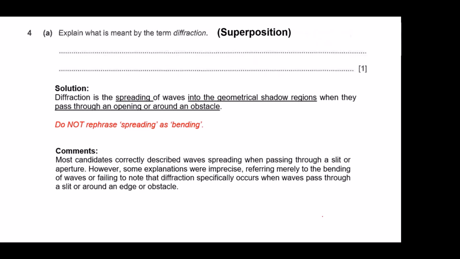Okay, comments on this. Many candidates can describe the wave spreading and passing through a slit, aperture, a gap, or obstacle. Of course, some of them refer to bending of the wave, or they did not realize that the wave passed through a single slit, edge, obstacle, gap. Okay, so other comments on this. Of course, the other things that you must know, for example, how to get observable diffraction, right? When the wavelength of the wave is about the same order of magnitude as the dimension of the aperture or the gap size.